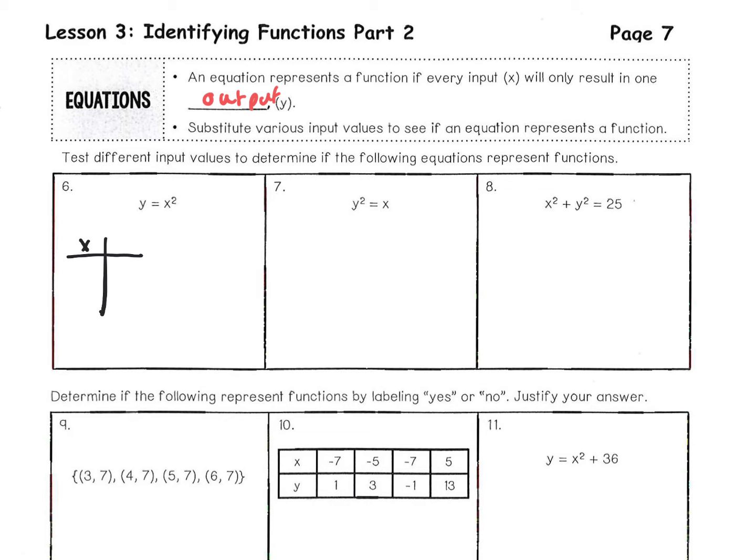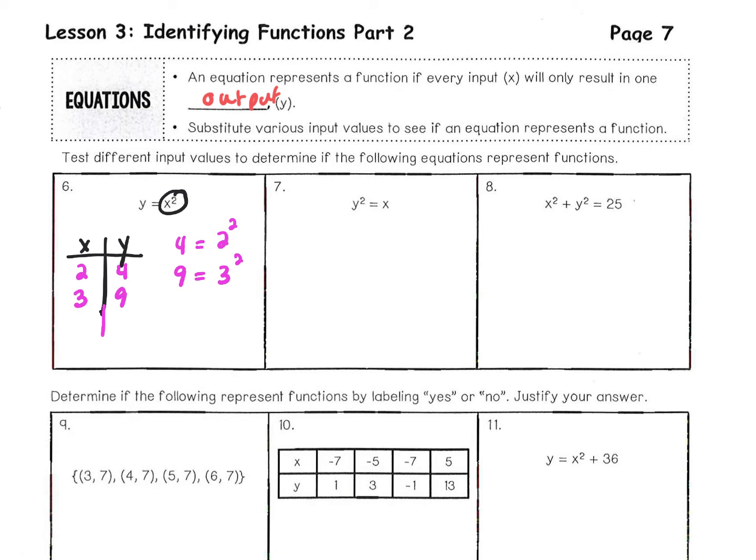And I'm going to write x, and I'm going to write y. Now notice that to get the output of y, I'm going to square my input. So this is what I'm going to do with the inputs. If I use the number 2, I have to square it, and it's going to give me back the y value. So 2 times 2 would be 4. So if my input is 2, I'm going to get back 4. If my input was 3, I'm going to square it, and my output is going to be 9.